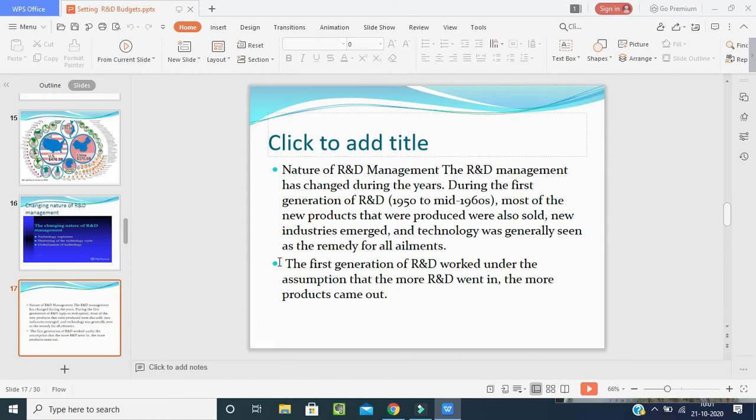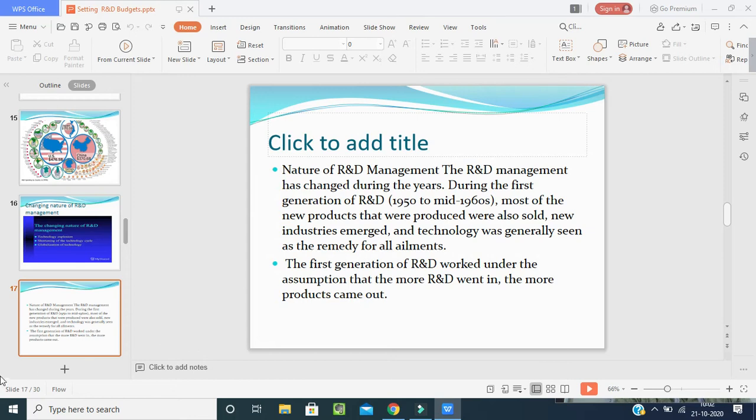The first generation of R&D worked under the assumption that the more R&D went in, the more products came out. When R&D is needed, that means when they are using R&D, the more products will come out.